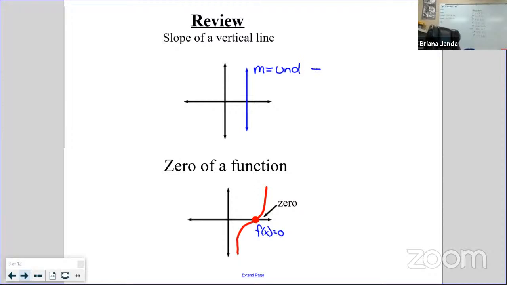I just want to make one more comment before I move on. If I were to describe something as undefined, remember that would have come from a number over 0, right? If we are looking at fractions, that's when I simplify it to the word undefined, is that the 0 would have shown up in the bottom of the fraction, okay? Any questions so far?